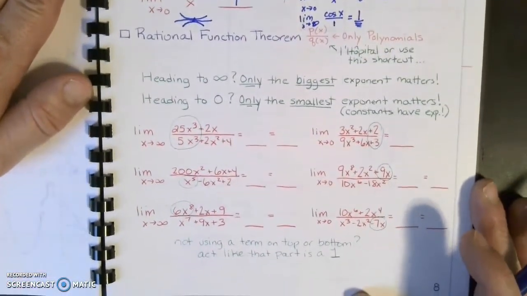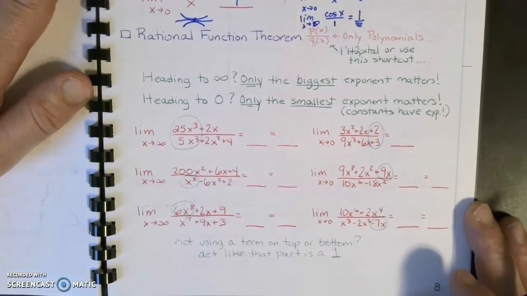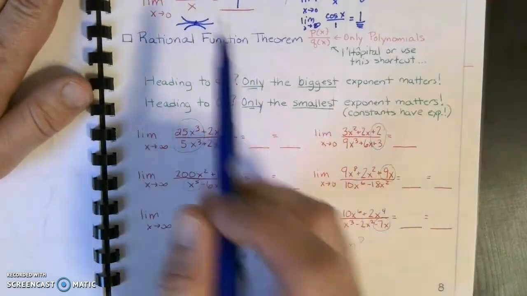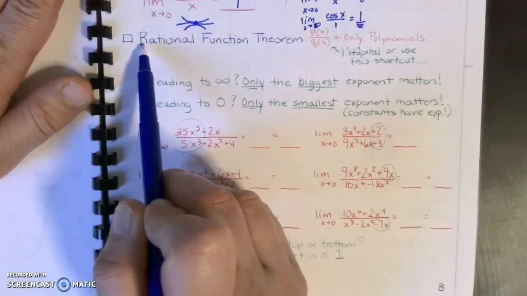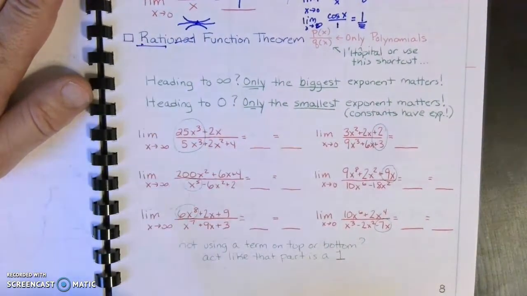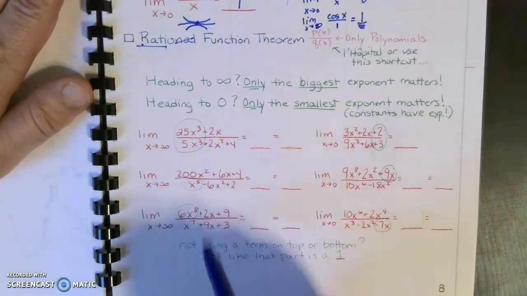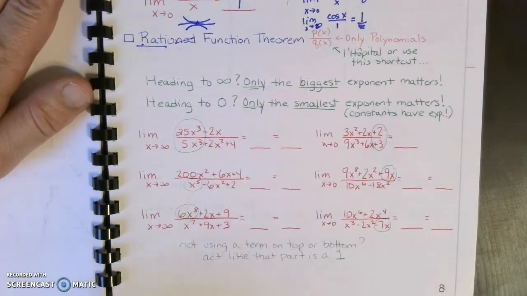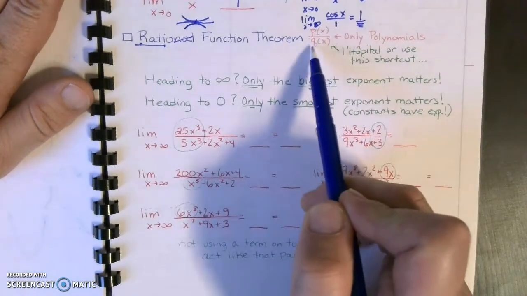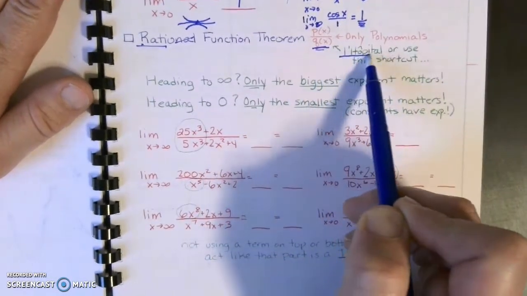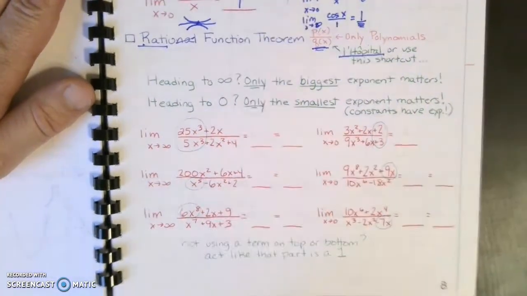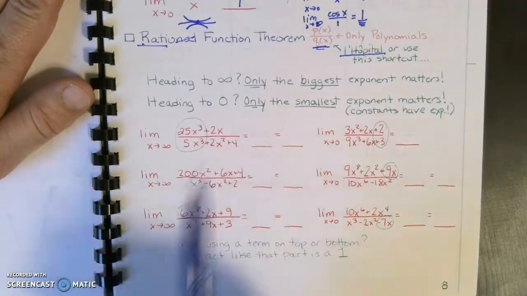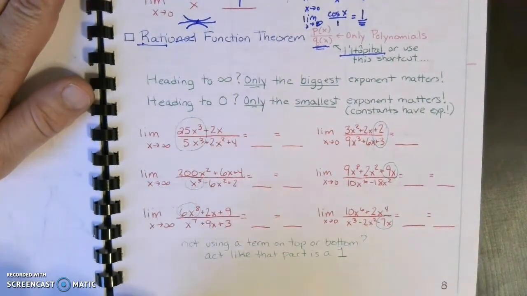Okay, the next thing is the rational function theorem. I don't like these words, rational function theorem. Rational just means ratio. If we look at the pictures we have right here, we can see they're all fractions. This only works for polynomials, and it's just a shortcut for L'Hopital. If you don't like this rule and you want to block it out, feel free in a few minutes. Basically, when you're heading to infinity, only the biggest exponent matters. That's all that matters. Let me show you what I mean.